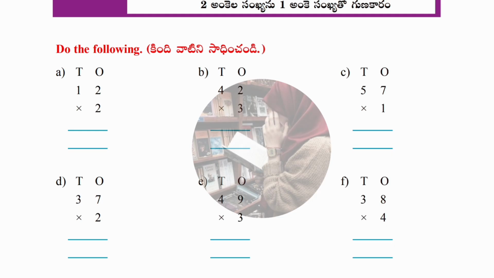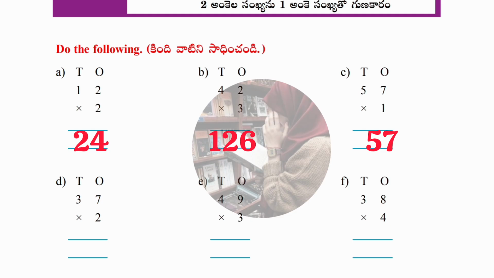12 multiplied by 2. 2 2 is 4, 2 1 is 2. Answer is 24. Next, 42 multiplied by 3. 3 2 is 6, 3 4 is 12. 126 is the answer. Next, 57 multiplied by 1. So 1 7 is 7, 1 into 5 is 5. 57 is your answer.